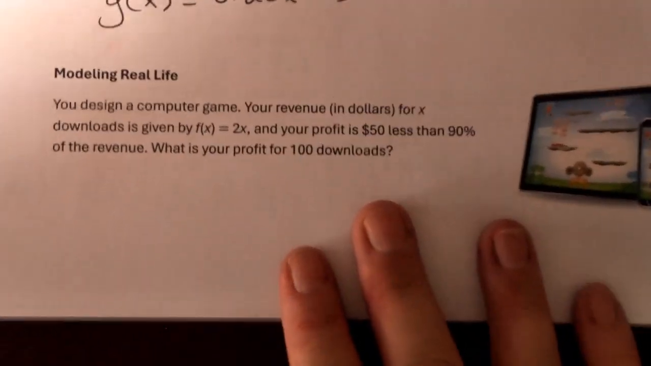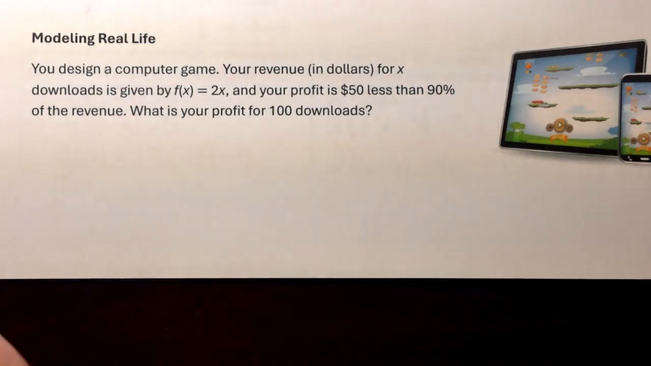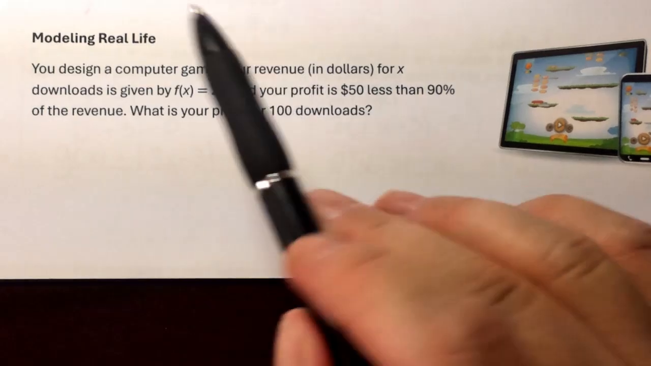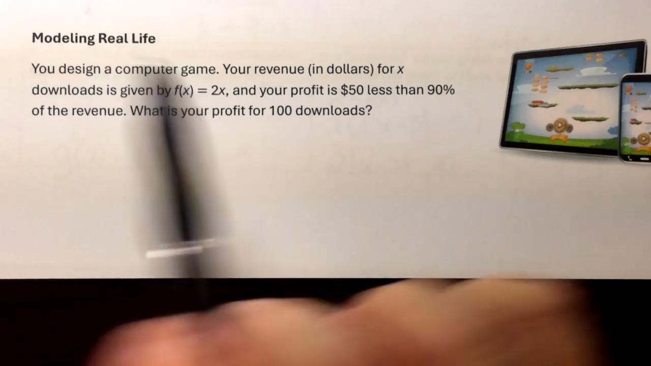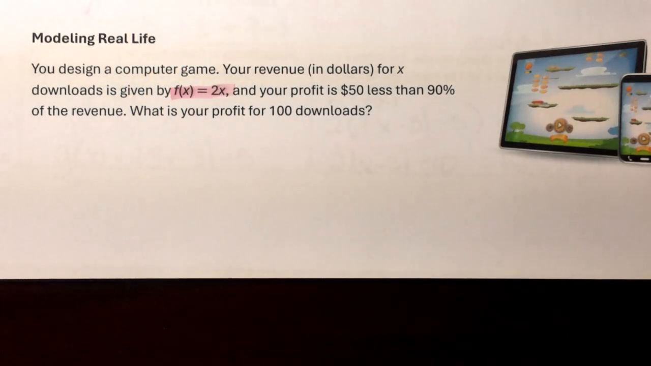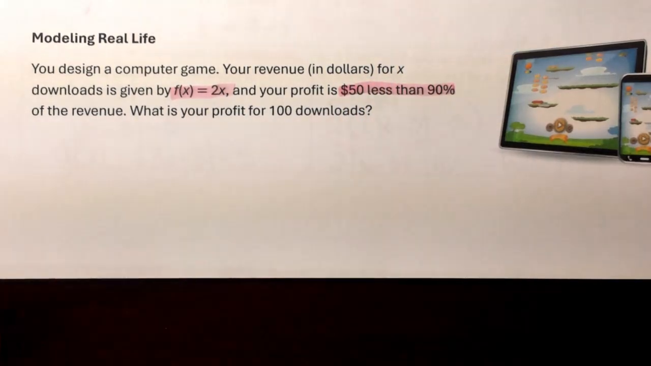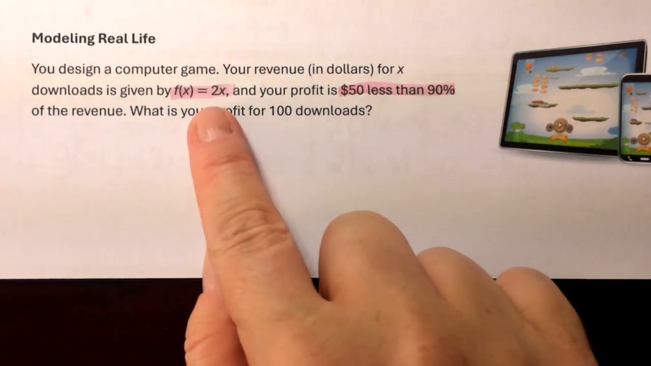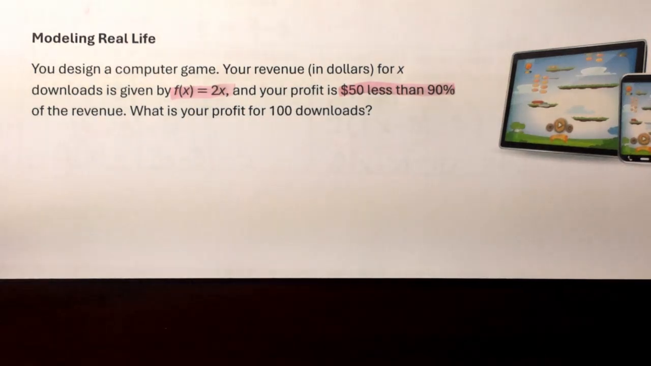Some of you can do this in your head, which is perfectly fine for me unless I ask you to explain. All right, so we're going to do this real quick. You design a computer game. Your revenue in dollars for X downloads is given by this function, f of x equals 2x. And your profit is $50 less than 90% of the revenue. Well, what is the revenue? 2x. So we have $50 less than 90% of this. So like I said, some of you guys will do this in your head. I'm going to write an equation.